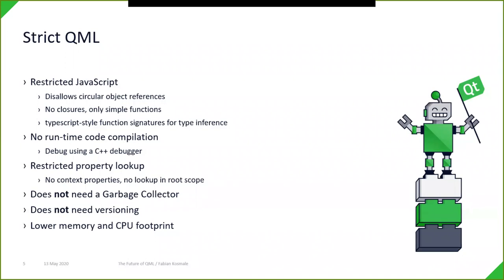Furthermore, there will be some restrictions to property lookup. So there won't be any context property lookups anymore and no lookups in the root scope when they are implicit. And with such restrictions, we can get rid of the garbage collector and we won't need versioning anymore. And I mean, if you can get rid of the runtime with the garbage collector, well, you can get away with a lower amount of memory and you can reduce the CPU footprint. Okay, so that's the high-level goal of those dialects.